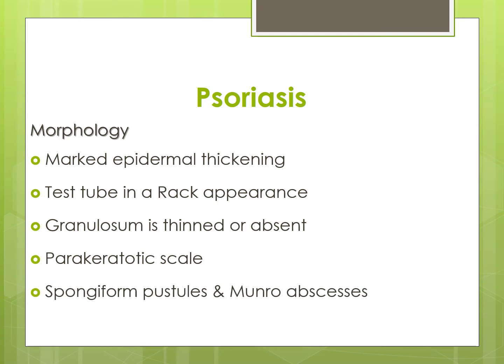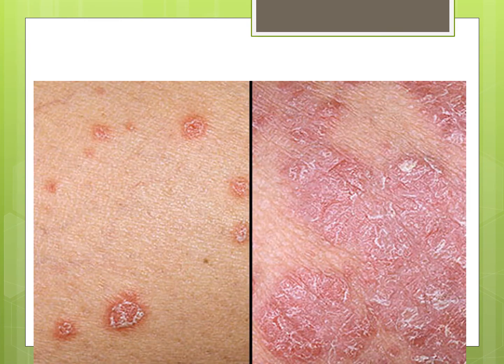Munro abscesses are a very common feature of psoriasis, and they can be seen very commonly on the microscopic features. They are covered by scaly white patches, and when these patches are removed, they can result in minute bleeding points.